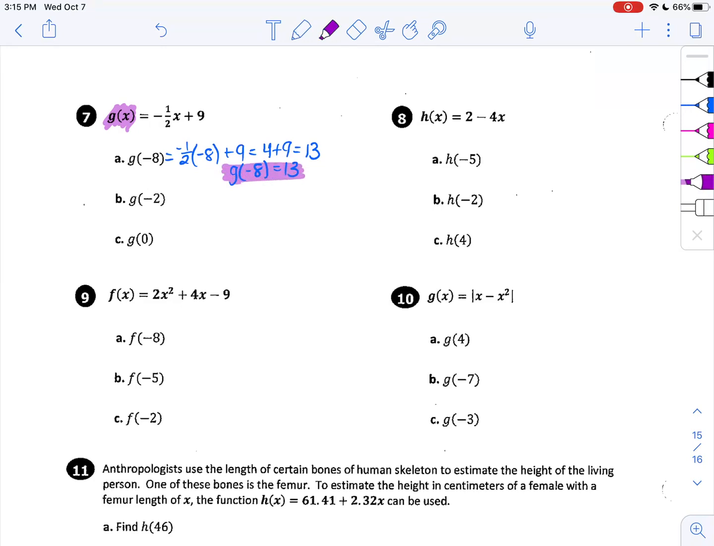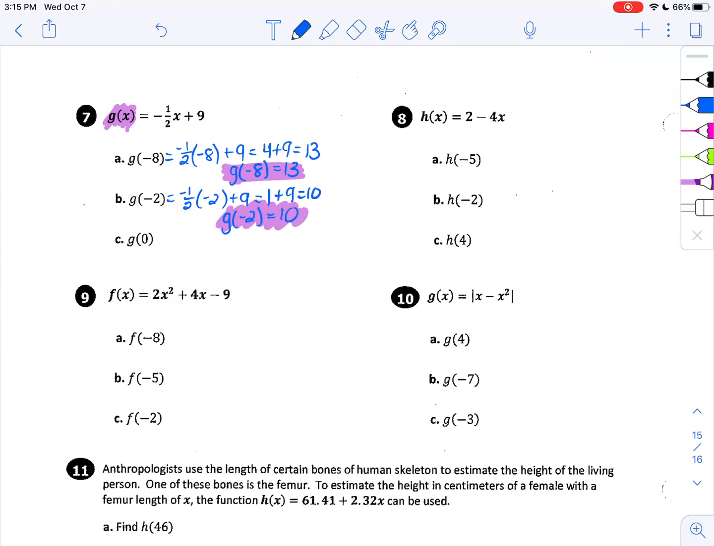And then we'll do the same thing for b. G of negative 2. We're going to replace x with negative 2. So negative 1/2 times negative 2 plus 9. Negative 1/2 times negative 2 is a positive 1 plus 9 is 10. So g of negative 2 equals 10.